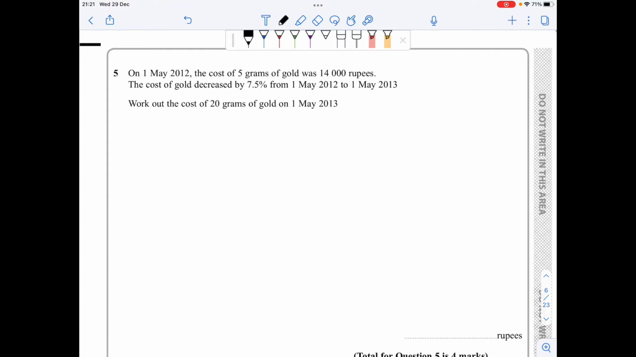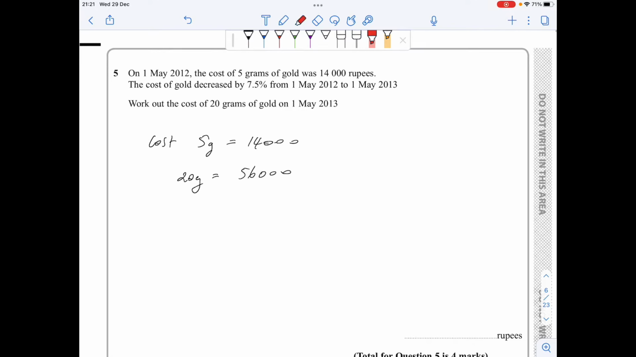In question 5, I'll start by working out the cost of 20 grams originally. If the cost of 5 grams is equal to 14,000, then the cost of 20 grams is just 14,000 times 4, which is 56,000.